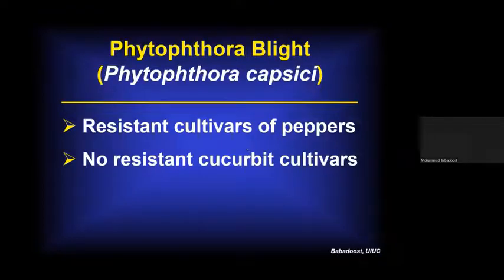Then we checked for resistance, any cultivar resistance. We found resistant cultivar of peppers in Illinois, and they are available in other parts of the world. But there is no resistance whatsoever in cucurbits. There is no resistant cultivar in India.